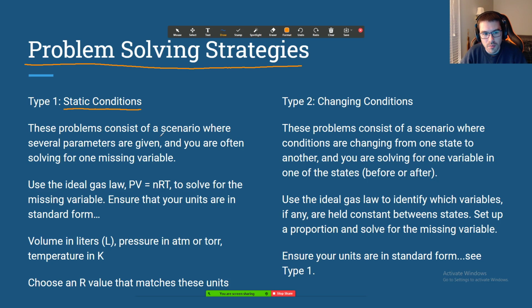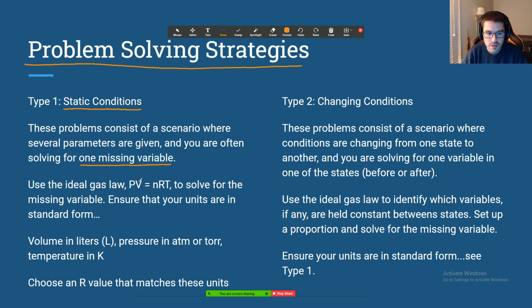Like it says here, these problems consist of a scenario where several parameters are given and you are often solving for one missing variable. In these types of problems, more often than not, you're going to use the ideal gas law to solve for the missing variable. And then you just need to be careful making sure that your units are in the standard form that they need to be in, understanding what each of these variables represents.